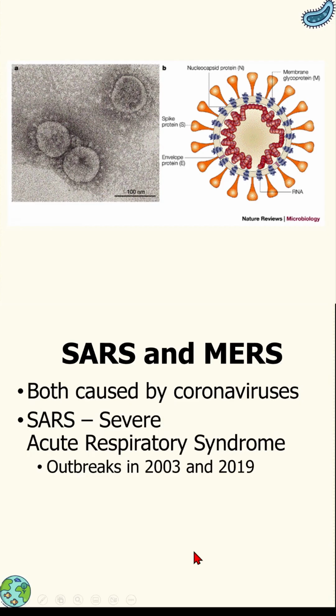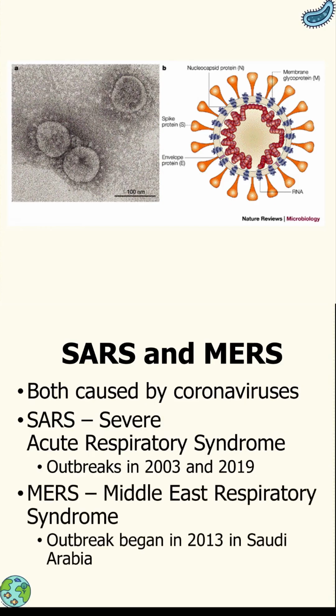There were two outbreaks of it, one in 2003, and then the most famous, the 2019 coronavirus, also known as SARS-CoV-2. So SARS-CoV-1 was the 2003 strain, and then SARS-CoV-2 was the one that came out in 2019, also known as COVID-19, COVID, etc. Many different names for it. And then there's MERS. This is the Middle East respiratory syndrome. Again, very closely related. And its outbreak began in 2013 in Saudi Arabia.